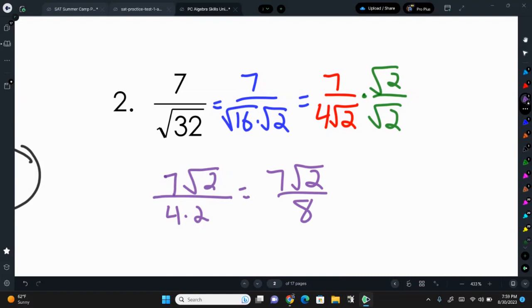Now, like I said, if you would have multiplied the numerator and the denominator by the square root of 32, then you would have had to simplify the square root of 32 that was in the numerator and then simplify the fraction afterwards, and it would reduce down to this.